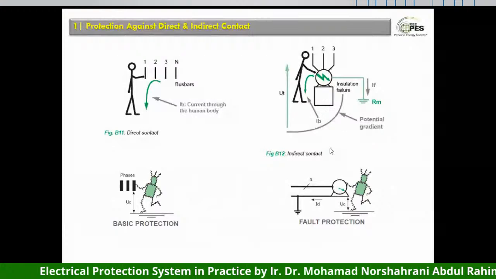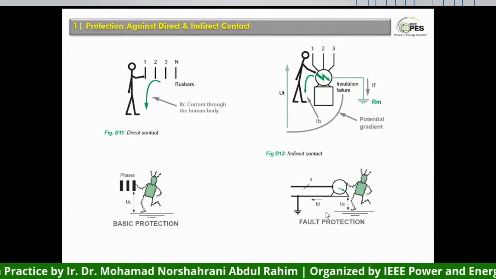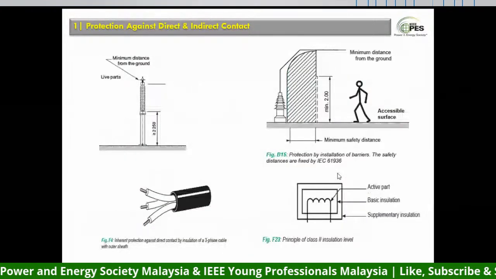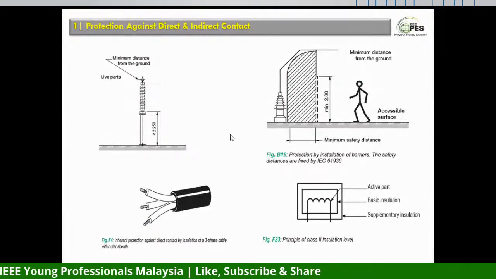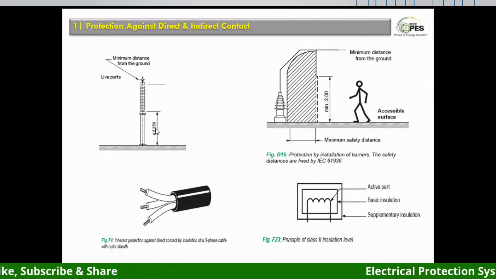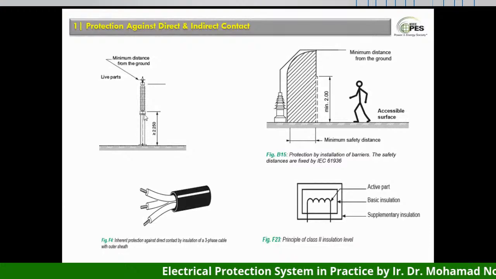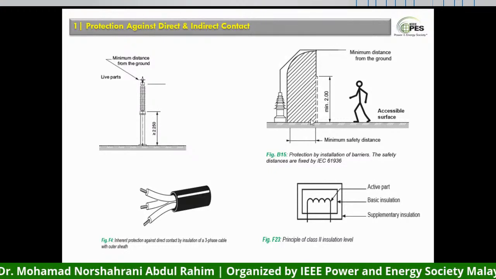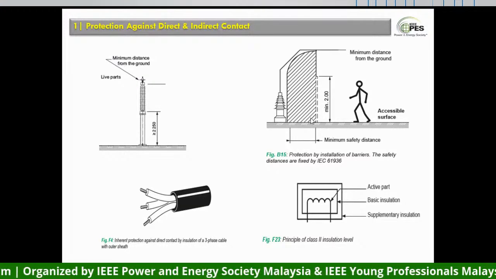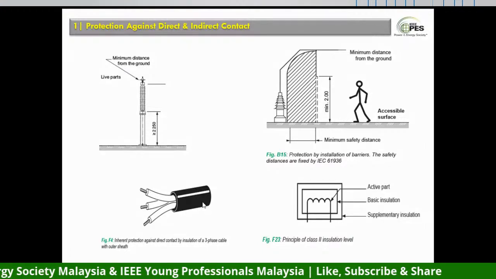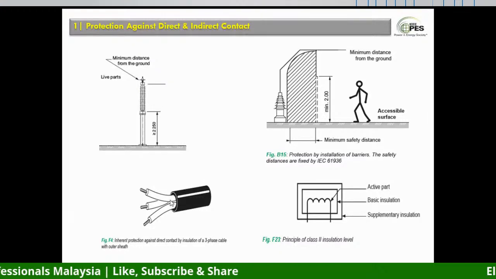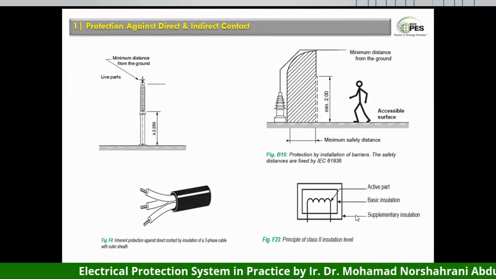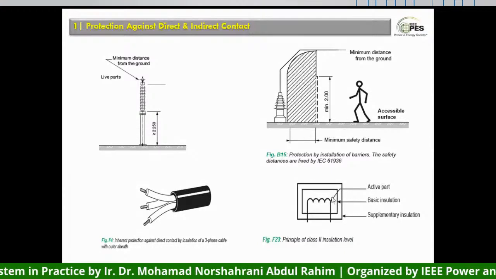This one we call under fault protection. This one is normal condition. This one is under abnormal condition or fault condition. These are among the basic concepts of how to prevent direct and indirect contact. For example, in this case, they have raised the equipment higher so that people cannot touch it directly. They also install a barrier so that normal people cannot access it. Even if we look at our cable, the basic concept of double insulation is similar to the concept of indirect contact. Similar to our equipment, there is a concept of class 2 insulation, which has double protection: the first basic insulation and supplementary insulation.